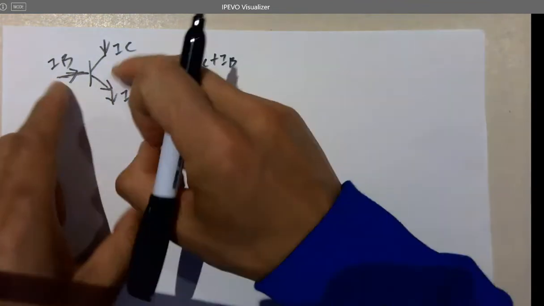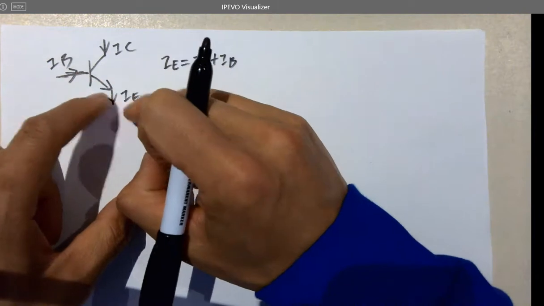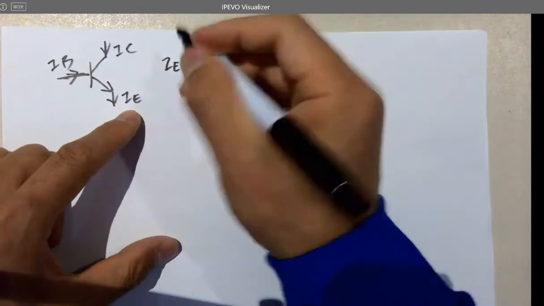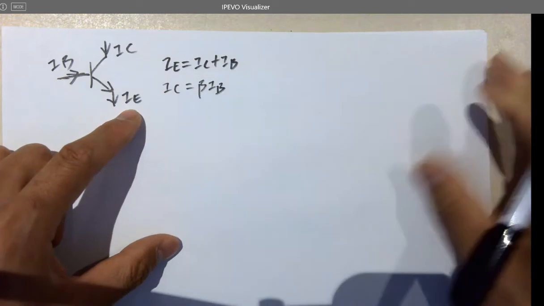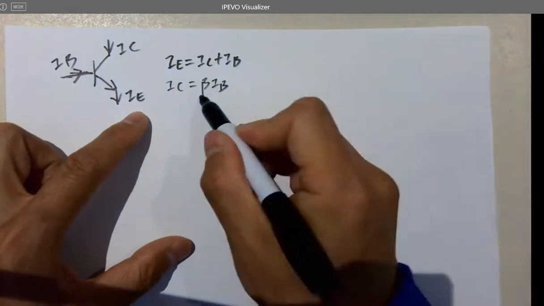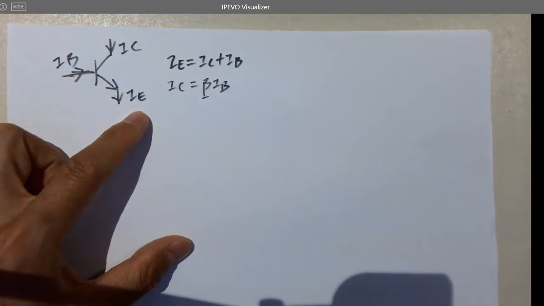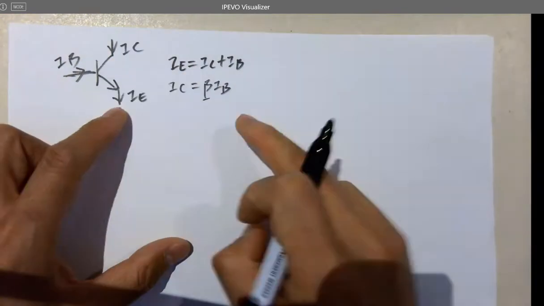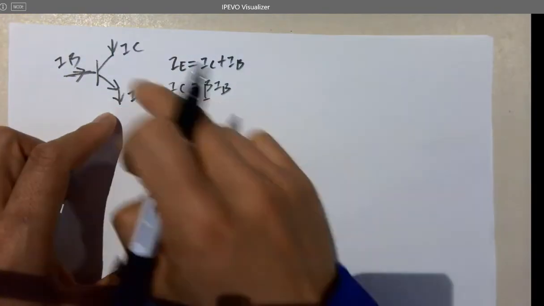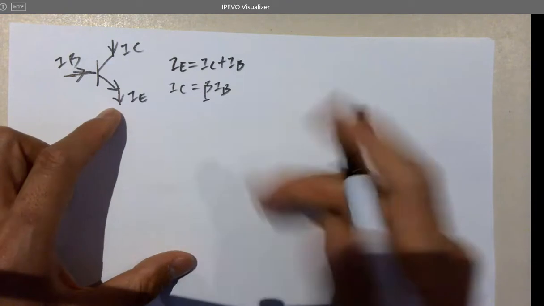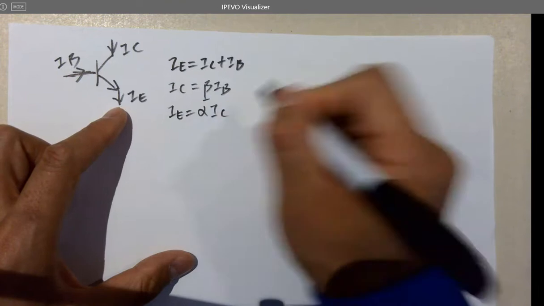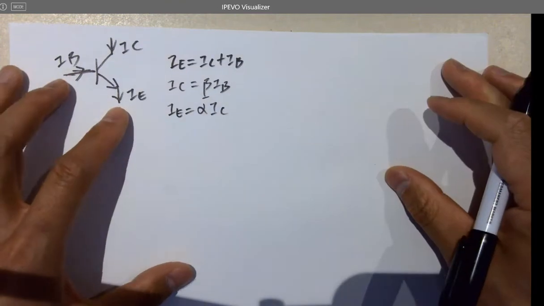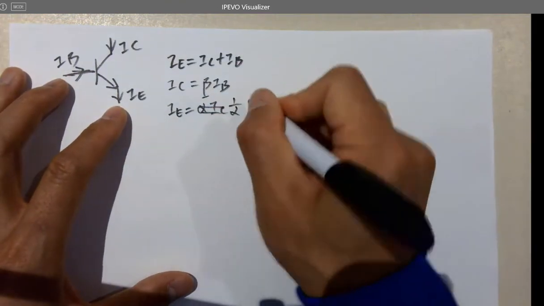which is reasonable because IB and IC are being added together to make IE. And IC equals beta times IB. Beta is given. That's the current gain of the transistor. You can find this parameter on the data sheet if you purchase that transistor. IE is alpha times IC, which is wrong. It's 1 over alpha times IC.